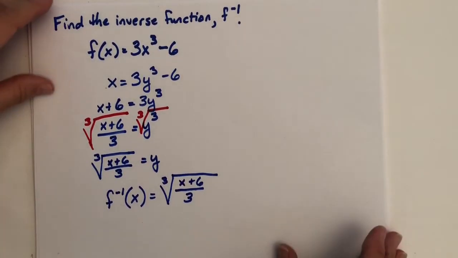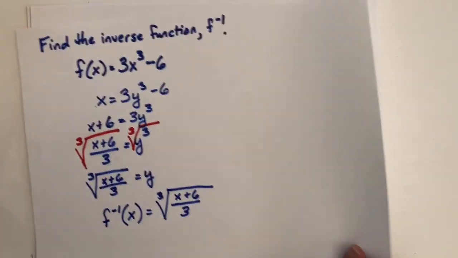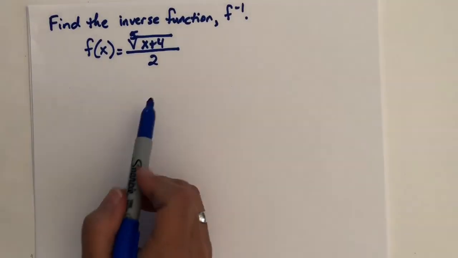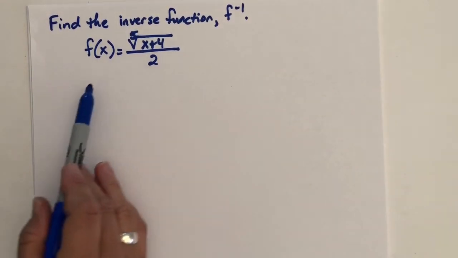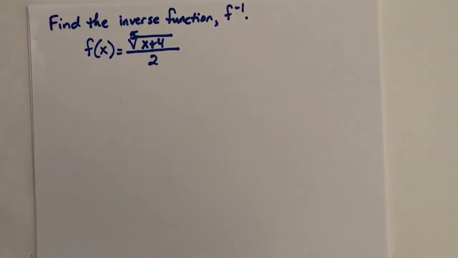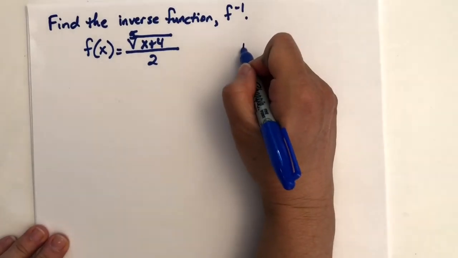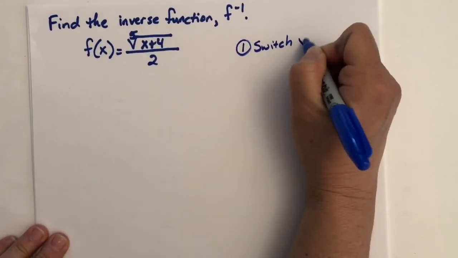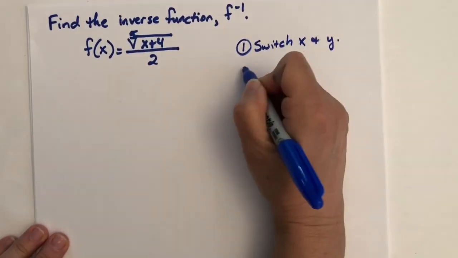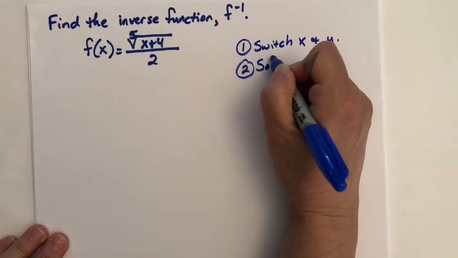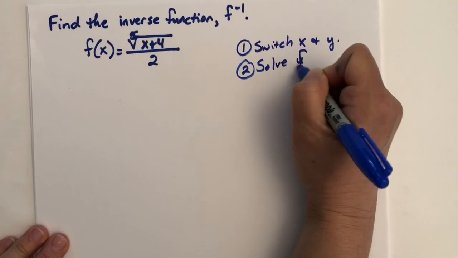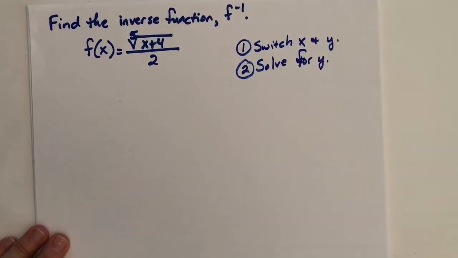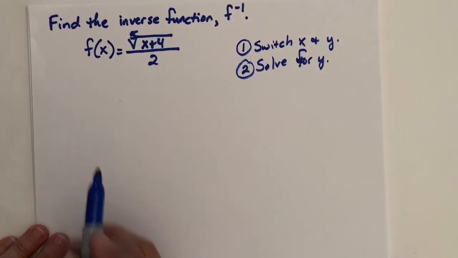Here's our next one. Let's find the inverse function if this is our function. And it's nice, there are 2 steps. 1, switch x and y. 2, solve for y. To find the inverse, it doesn't matter what the functions look like, so here we go.